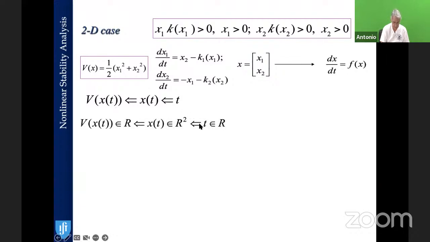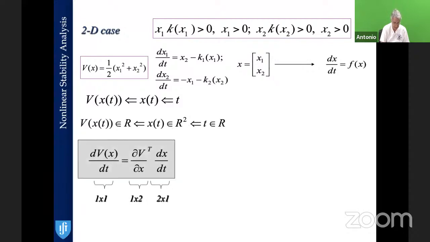So scalar, vector, and scalar. So how do you do the partials? dv/dt is the partial of v with respect to x. And because v is a scalar and x has two components, this is called the gradient of the function. It's a 1 by 2 matrix. So you have dv/dx1, dv/dx2. And then you have dx/dt, which is a 2 by 1 vector. So it's okay. 1 by 2, 2 by 1, you cross, you get the 1 by 1.